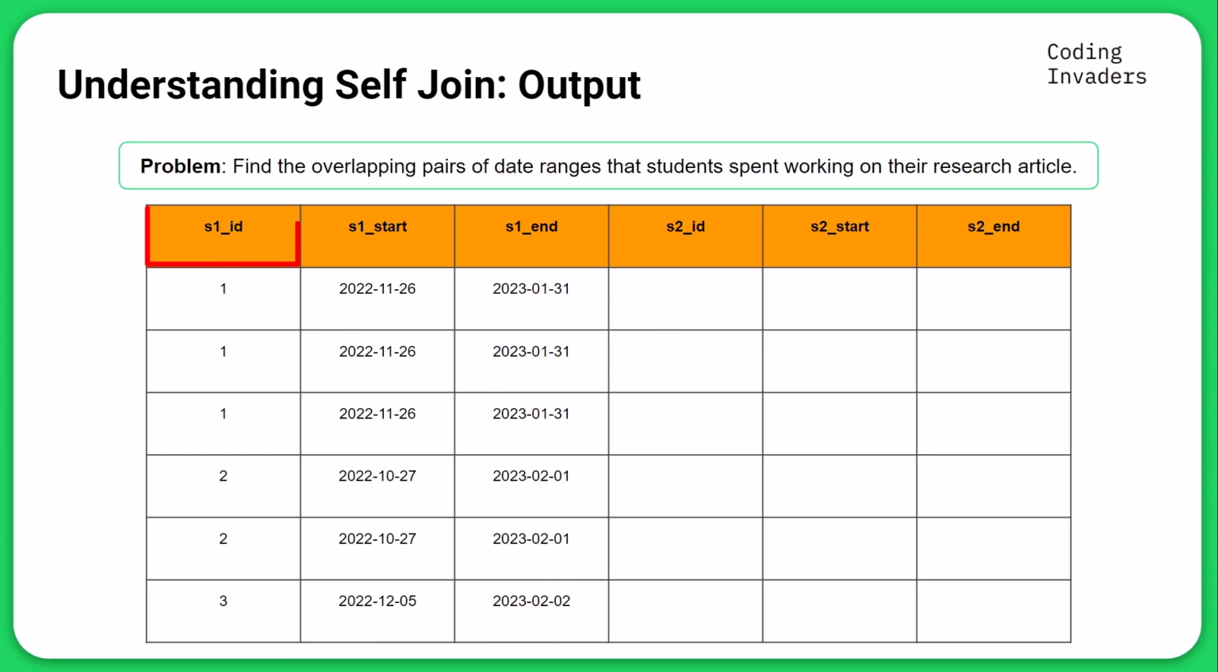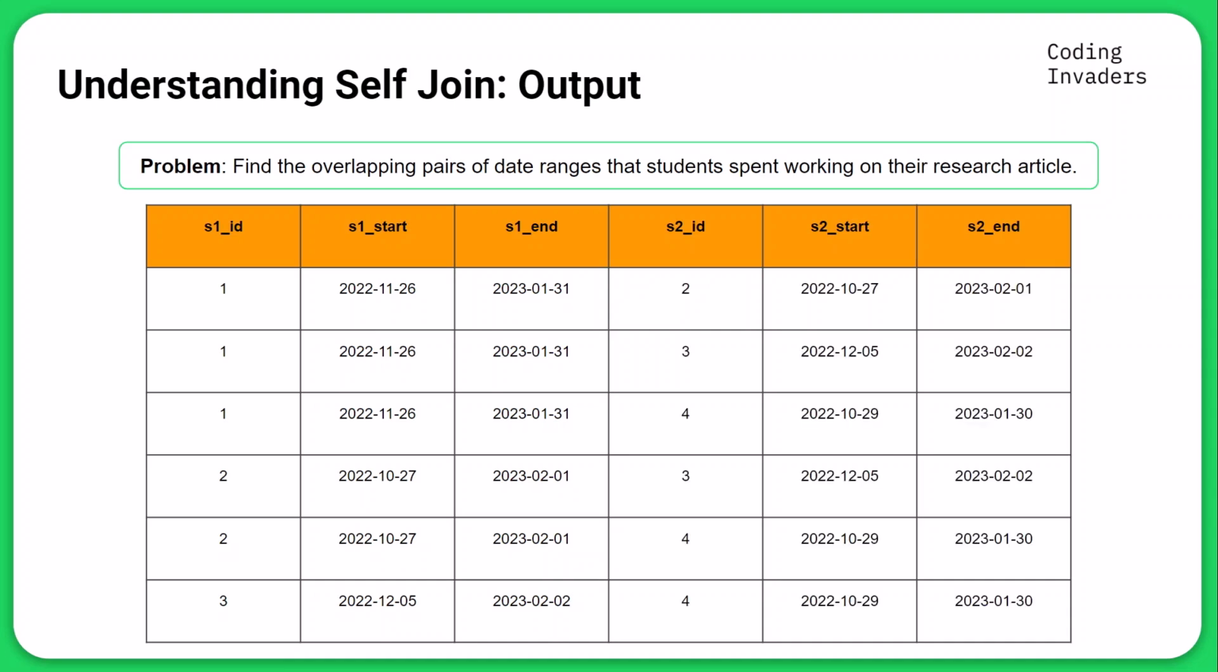Note that S1 underscore ID refers to the student ID. S1 start and S1 end refer to the student's start and end date. Likewise, the same holds for the overlapping pair columns of student 2, that is S2 ID, S2 start and S2 end. So please pause and try it out on your own. Alright, here is the output. Hope you could correctly guess it. It's okay if you couldn't, as it is a little bit tricky, right? No problem. Let's figure it out together.